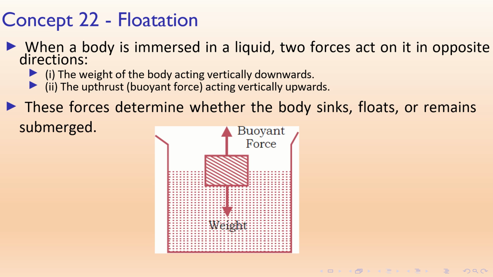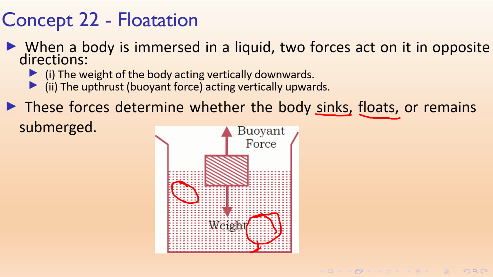These forces determine whether the body sinks, floats, or remains submerged. What is the meaning of sinks? If it is completely immersed in the liquid, almost to the bottom, then we call it sinks. Floats means at least some part of the object is above the surface of the liquid, and some part of the object may be immersed. All this comes under floats, meaning we should be able to see at least a portion of the object on the surface of the liquid. Remains submerged means it is immersed in the liquid such that it does not reach the bottom. So in this way we have the three concepts.